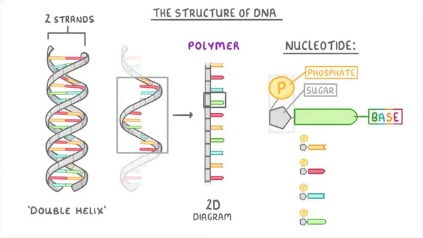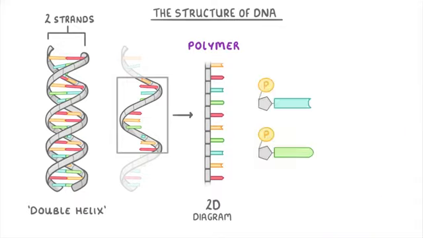Importantly, every nucleotide has exactly the same phosphate and sugar. But when it comes to bases, there are four different types, namely A, T, C, or G, which stand for adenine, thymine, cytosine, and guanine. And this means that there are effectively four different nucleotides in DNA, one type for each of the four different bases.